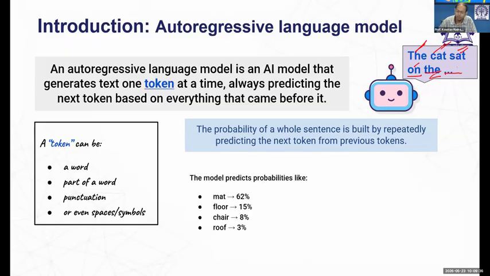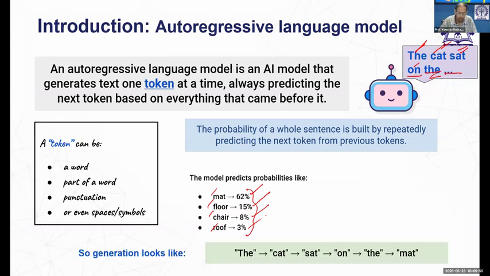It might say that, okay, mat, the probability is basically 62%, floor is basically 15%, chair 8%, roof 3%. So these are the tokens like mat, floor, chair, roof, and these are the associated probabilities that the LLM is predicting. And now, how does the generation look like?